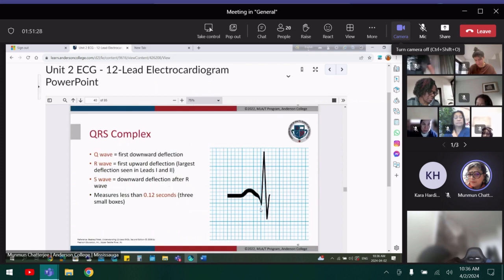So the Q wave is the first downward deflection, and the R wave is the first upward deflection. That's the largest deflection seen in leads 1 and 2. So this represents the lead.